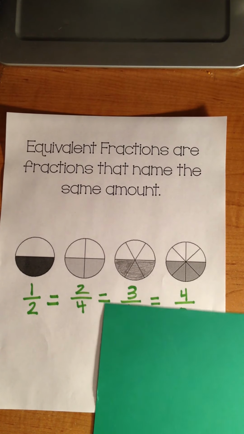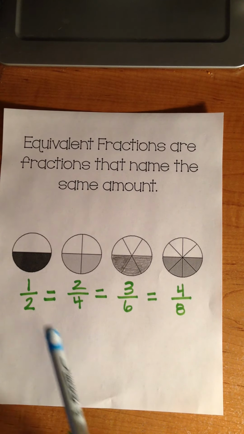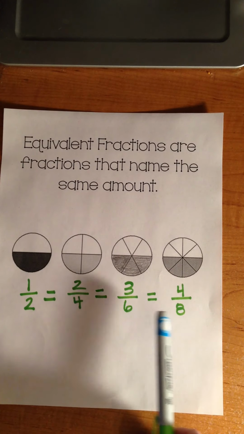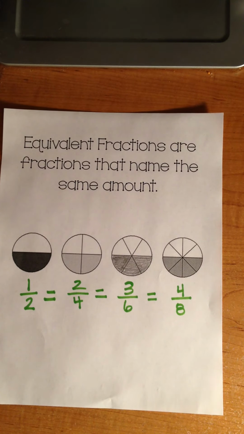You see the same process with model 3 and 4. In the case of model 3, 3 out of the 6 equal sections are shaded, and in the fourth model, 4 out of the 8 equal sections are shaded. But these are all equivalent or equal fractions because the exact same amount is shaded. These are just different fractional names for the exact same amount shaded.